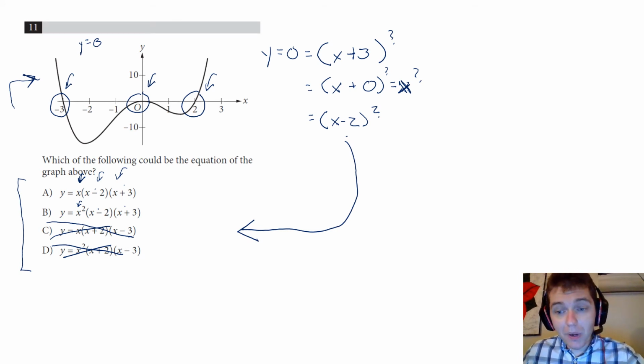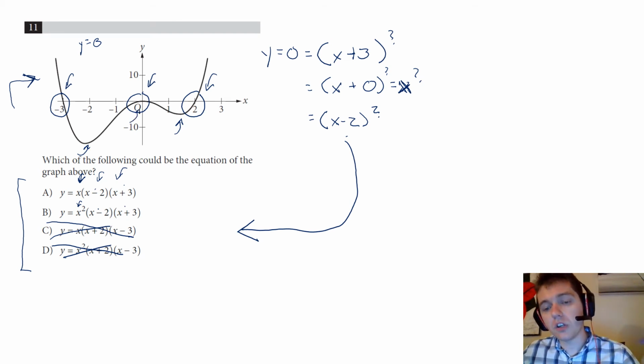Now, there are a couple ways to go about this. Actually, there's multiple ways to go about this. The way I would personally do it involves some calculus. You could take the derivative and figure out where these minimums happen, where the inflection points on the graphs are. But you don't need calculus for the SAT. There's another way to solve this.